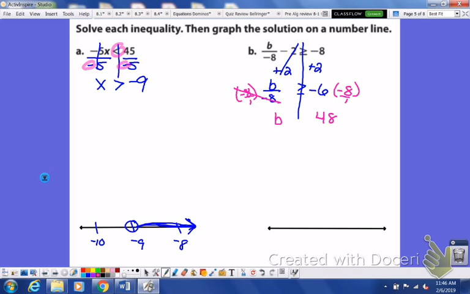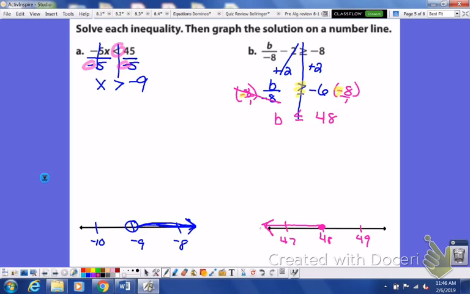Now again, this time we multiplied by a negative, which means we have to flip our inequality. So instead of greater than or equal to, we are now less than or equal to. So 47, 48, 49, less than or equal to, so closed circle, to the left, finish it off with an arrow.